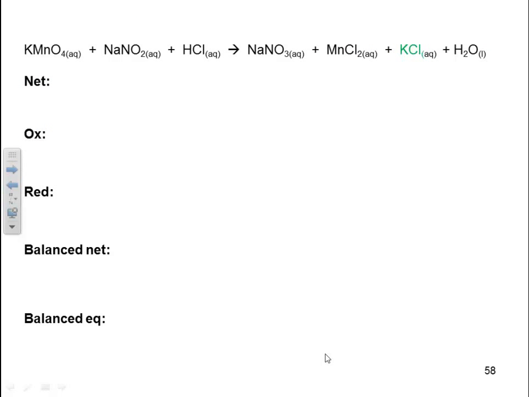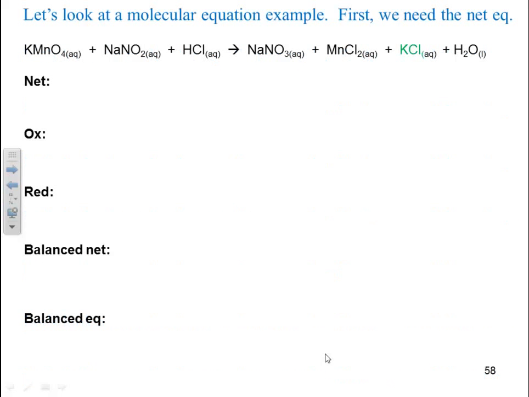Let's look at this one. This is a molecular equation, so we need to figure out the net ionic equation first. I need to look at things and talk about what's soluble and what's going to break up, and then look at the ions on both sides. Potassium permanganate, that's a soluble salt. Well, where is potassium on the other side? It's part of KCl, which is a soluble salt. So that's a spectator, so I can get rid of that potassium.